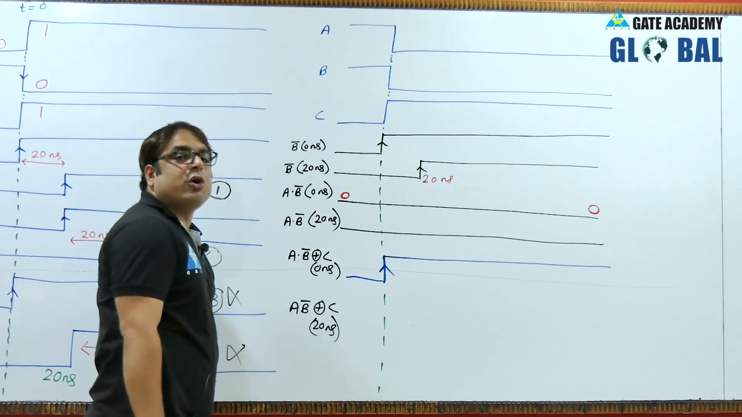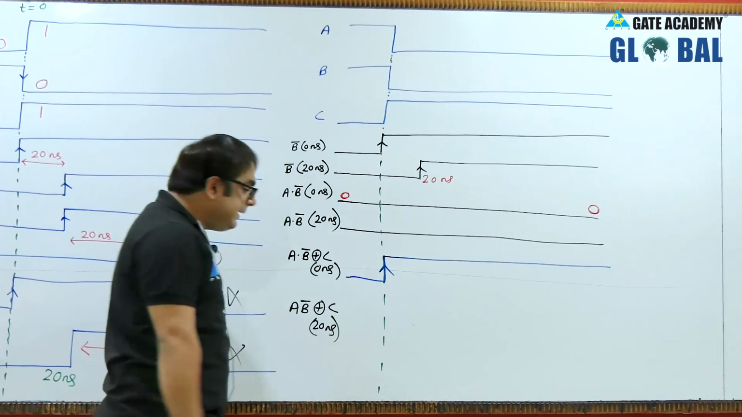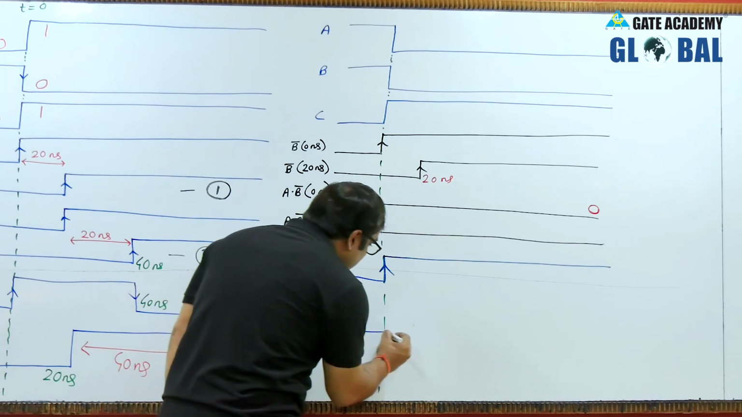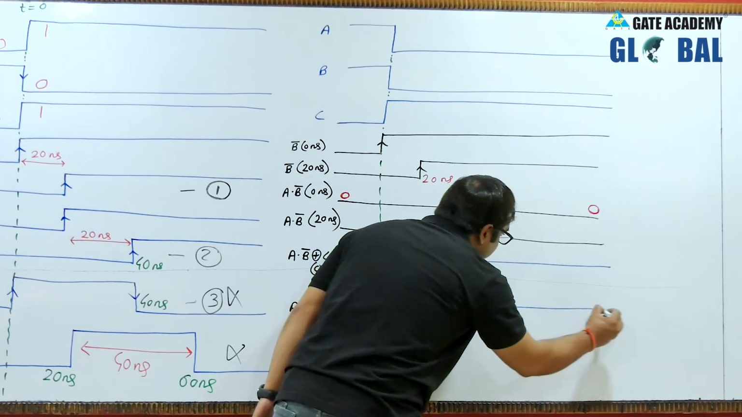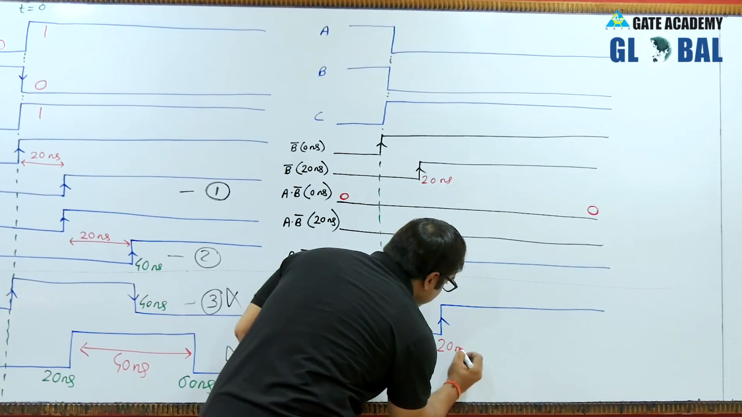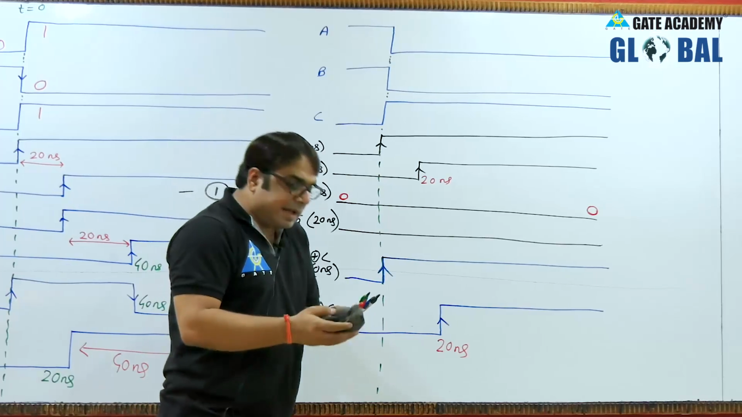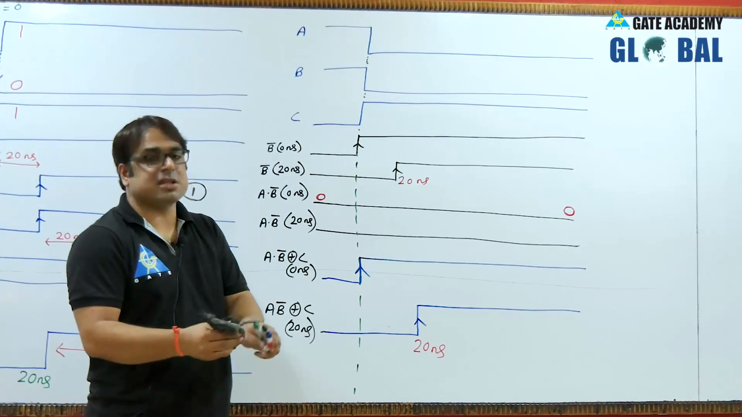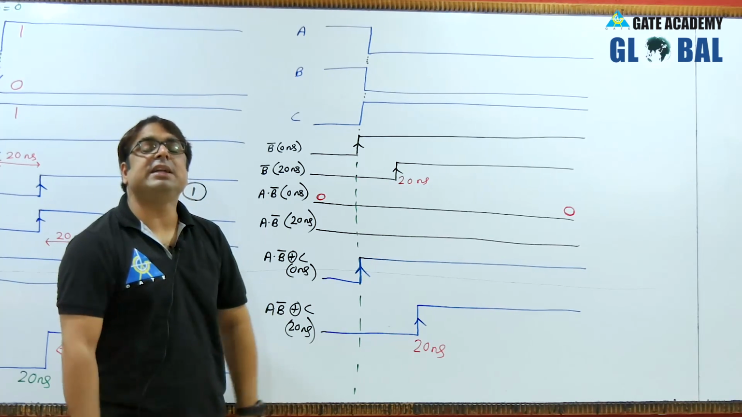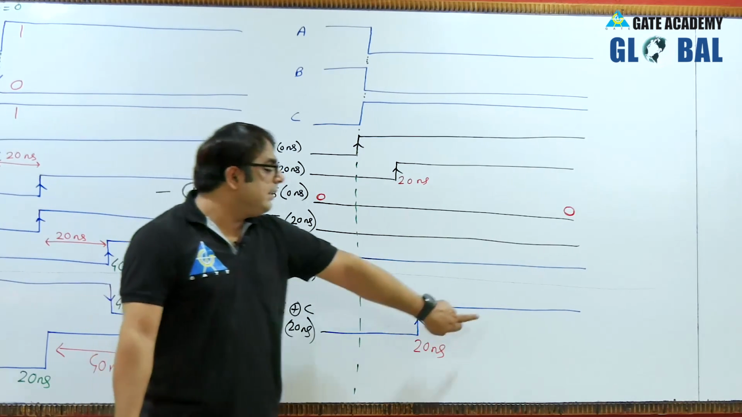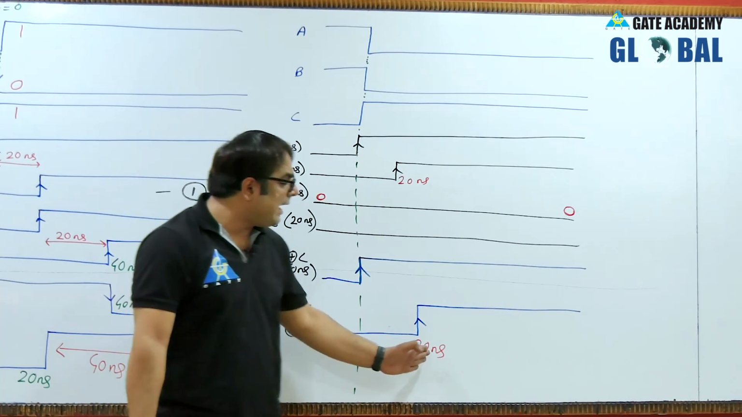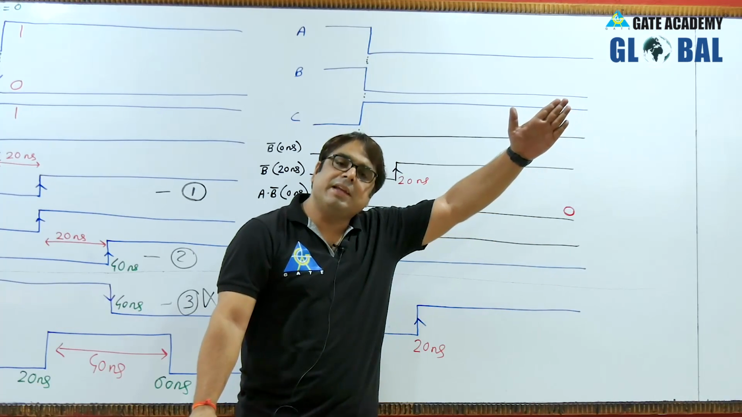Now shifting this waveform right hand side by 20 nanosecond, because the propagation delay of XOR was also 20 nanosecond. This is 20 nanosecond. And if the question was same, that for how much duration the final output will be at logic high, then in this case answer would have been infinite, because from 20 nanosecond it is always at logic high.